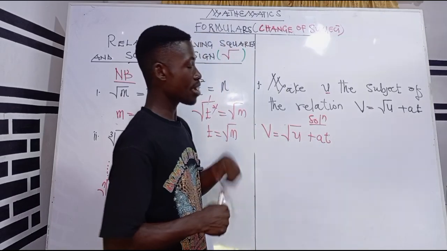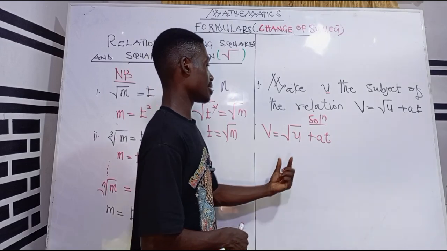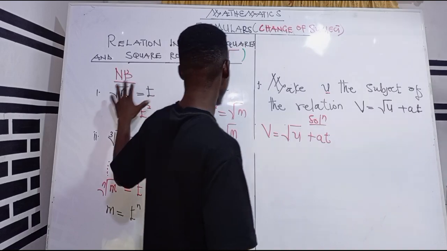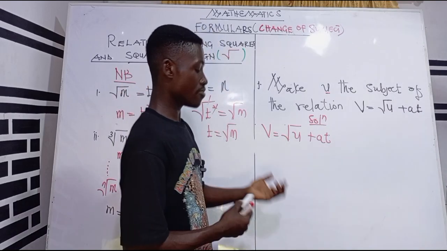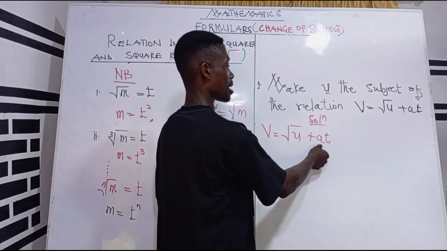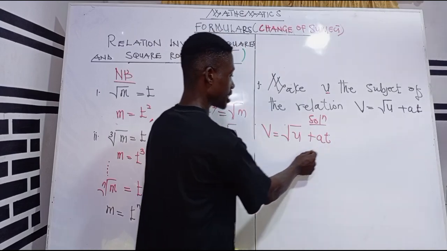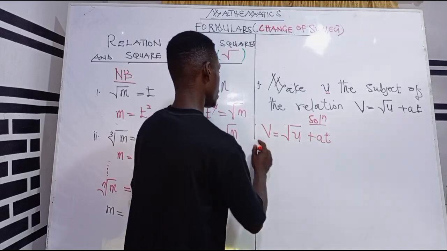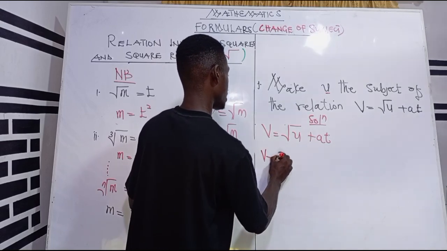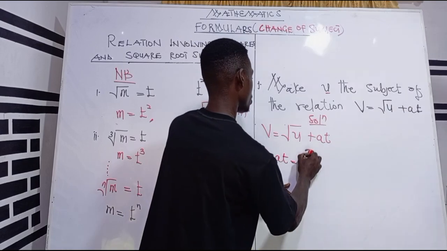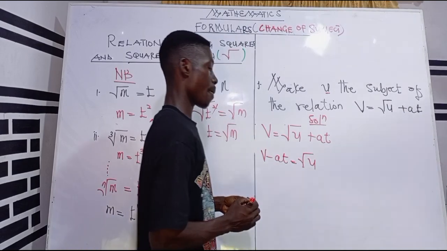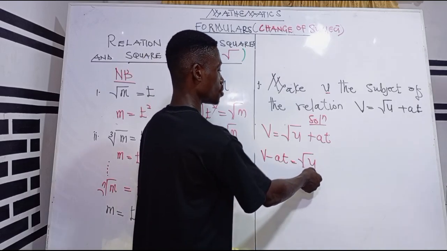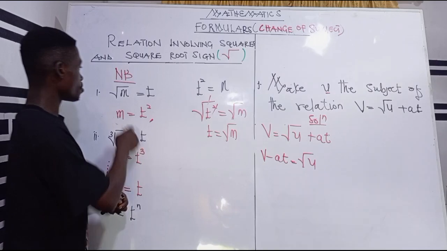So realize that the variable we intend to make the subject of the relation is under the root sign. Okay, so we are going to apply some of these concepts. But before we do that, we have plus 80 here. So we have to move this 80 to this side of the equation. So we are going to transpose 80. So we are going to get v minus 80 is equal to square root of what? u. Now we have root of u.